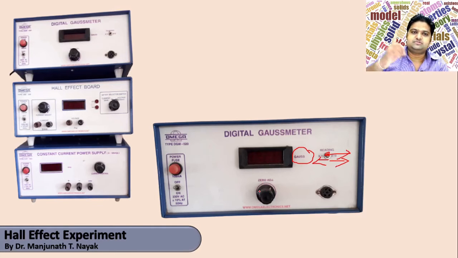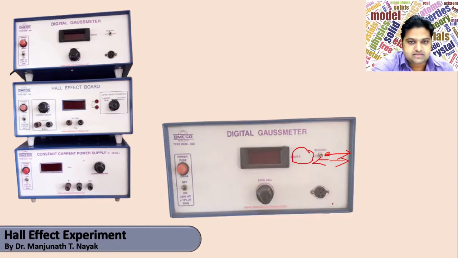Now sometimes when you keep the gauge probe outside, even if it is away from the magnetic field, it will show some reading here. To adjust that you can use the zero adjust knob and make it 0. Sometimes it might not become 0, and if it does not become 0, then whatever readings you get, you will have to either add or subtract. If it is showing negative, then you will have to subtract, and if it is showing positive, you will have to add to the reading that you are getting here.